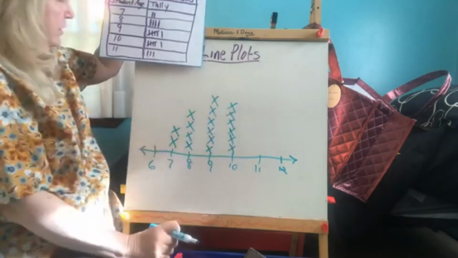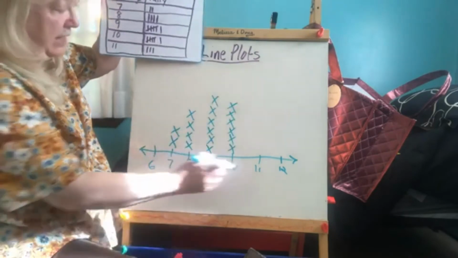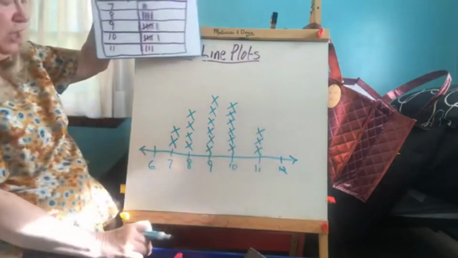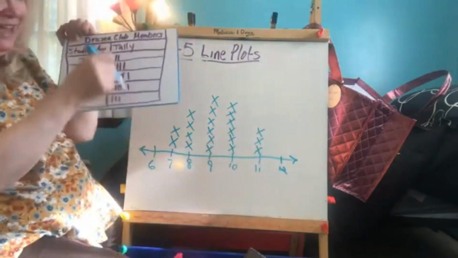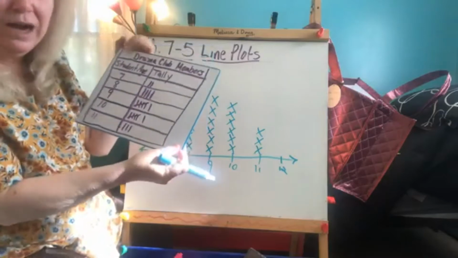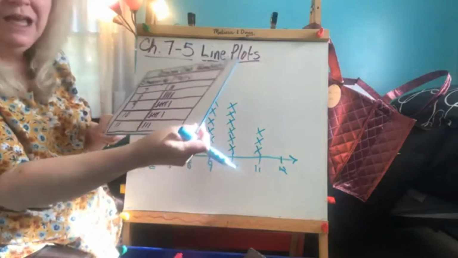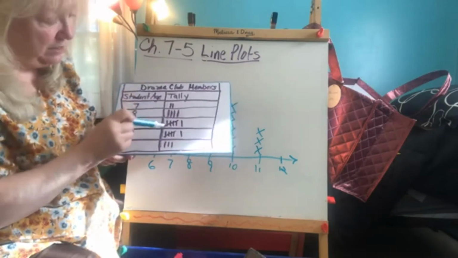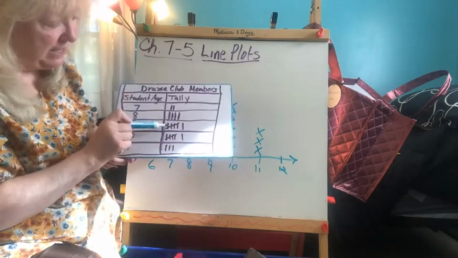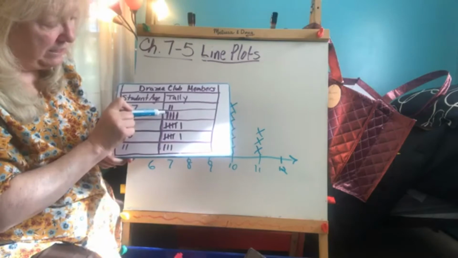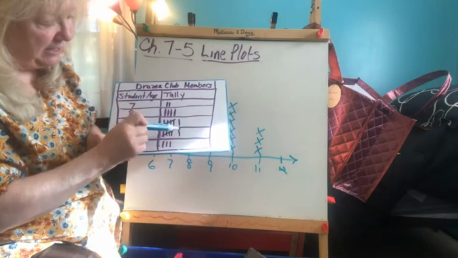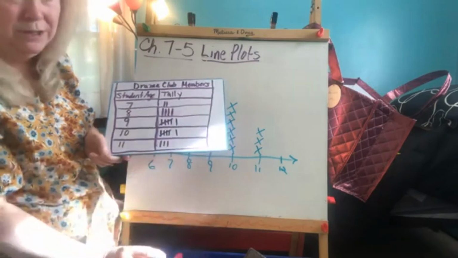It should end somewhere near the same. And 11 years old has 3. Okay, so now if I add all my tallies to make sure I didn't forget or do any extra, I'm going to first count up all my tally marks. I have 5, 10, 14, 16, 17, 18, 19, 20, 21 tallies.